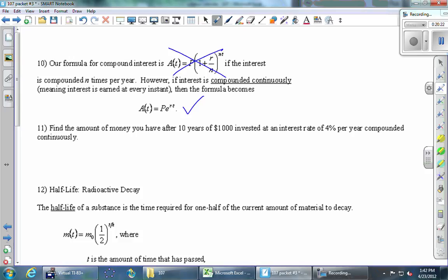For any other compounding, you use the top formula. Weekly, daily, quarterly, every second, it's always the top one with the N. But the only time we don't use the top one is if you see what keyword? Continuously. If you see continuously, that top formula becomes the bottom formula. P e to the RT. Some folks try to remember that as PERT. You guys, I don't know if they still make that shampoo, but I think they do. So remember PERT, and that's your formula. So let's see if we can do this number 11.